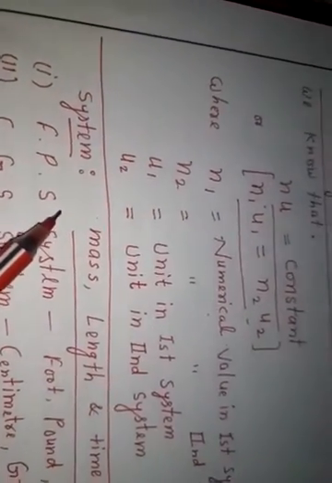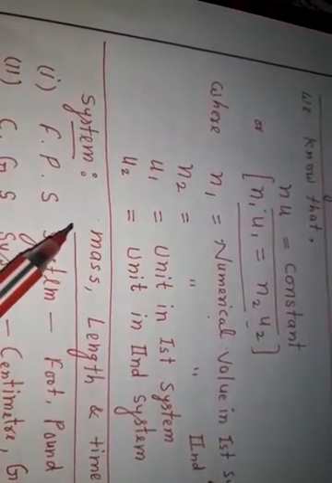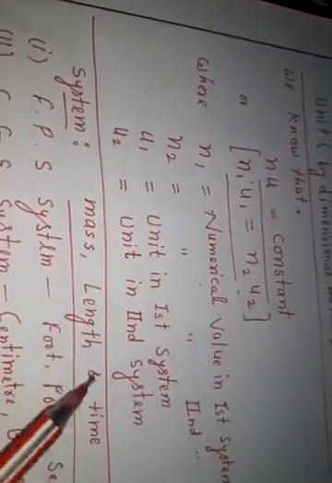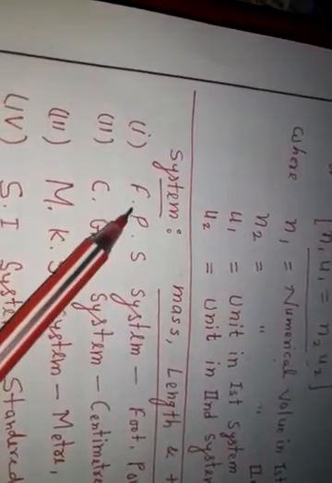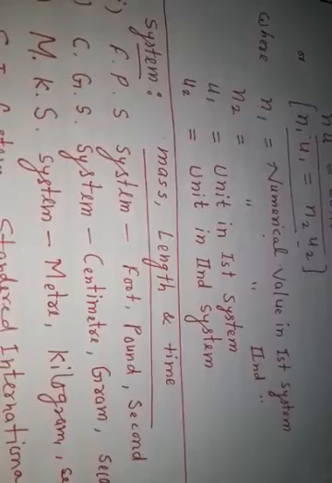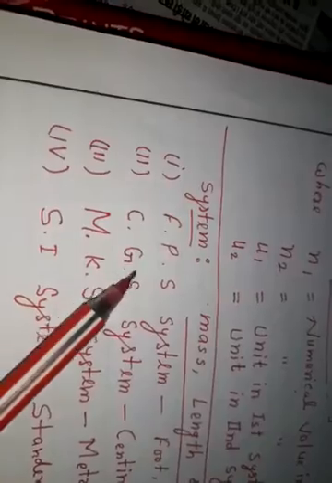System. What is a system? Systems are derived on the basis of three fundamental quantities: mass, length and time. The first system is FPS, the foot pound second system. This is known as the British system, initially starting from 1952. The second system is the CGS system, centimeter gram second system. The third is the MKS system, meter kilogram second. M means meter, K means kilogram, S means second system.